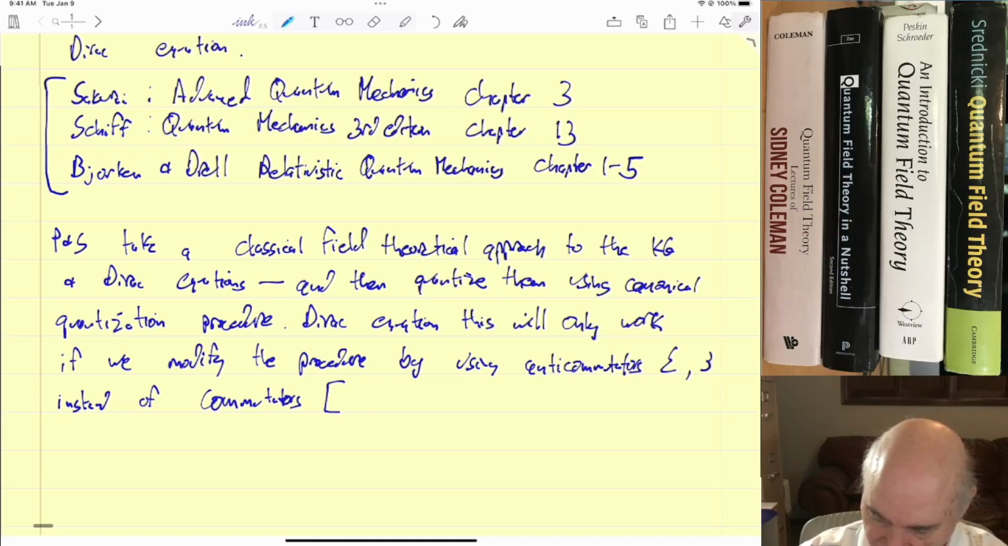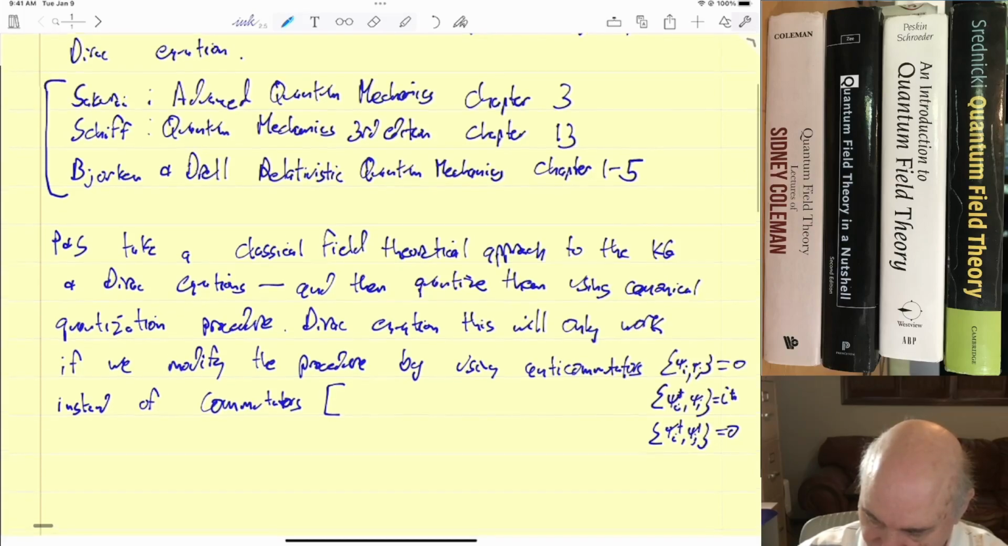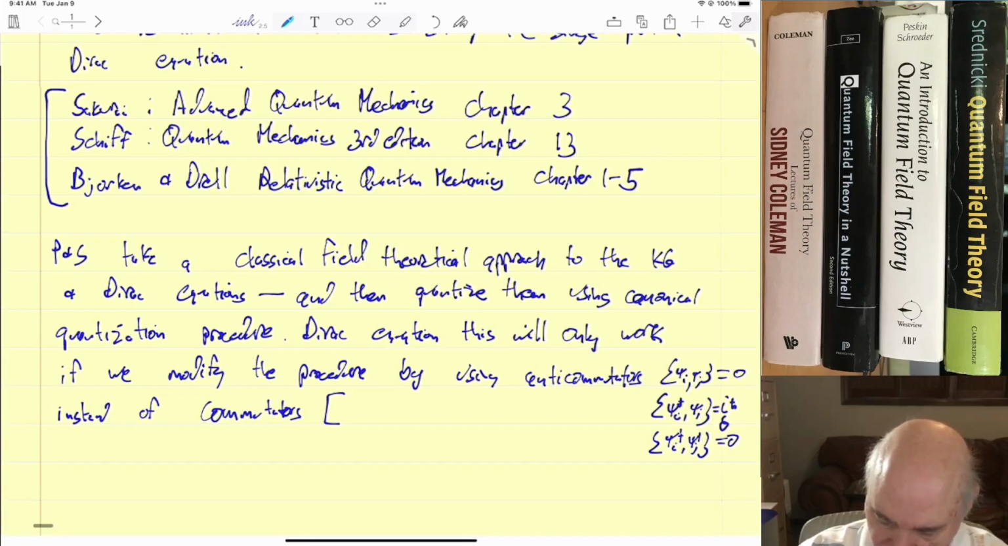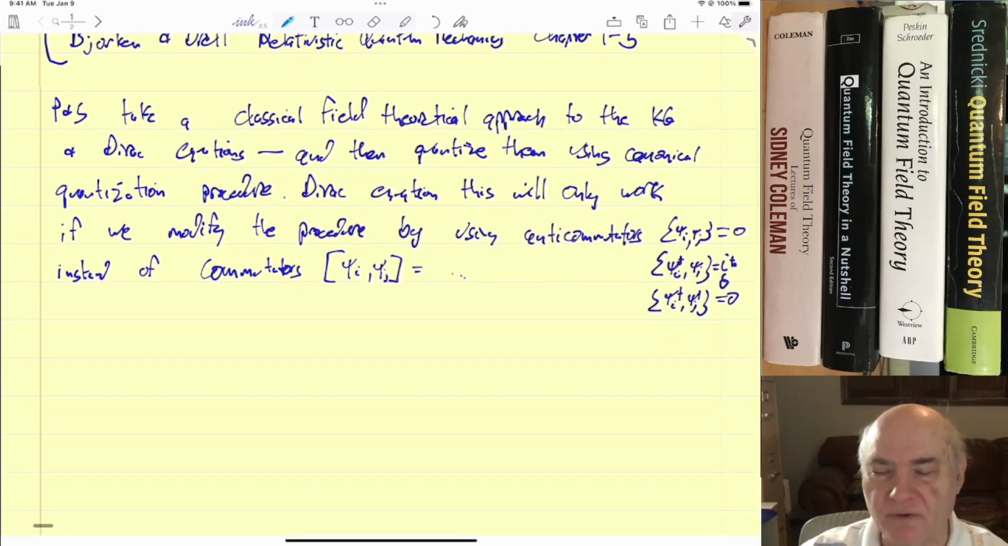So instead of commutators, we have, say, the anticommutator of psi_i and psi_j, and then the canonical one, psi_i dagger and psi_j, and the anticommutator of psi_i dagger with psi_j dagger; these two are equal to 0, and this is going to be equal to some kind of i hbar delta function. So that's the difference between bosons and fermions. And the Dirac equation, as we'll see, will apply to spin 1/2 particles. So they're fermions, and they require anti-commutators.